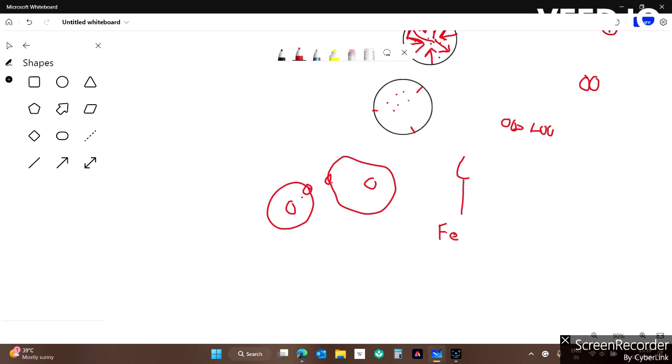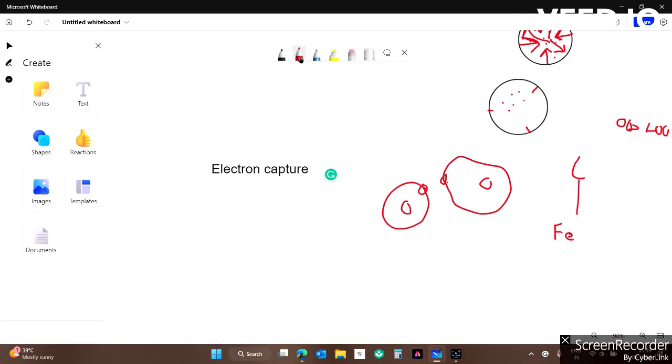What happens is, the proton captures the electron. They both merge. This is called electron capture, which is basically proton plus electron equals neutron. So neutron is another fermion.